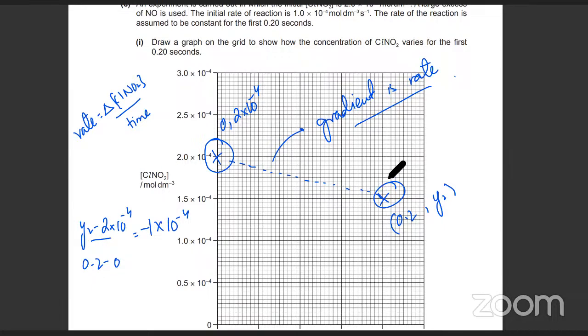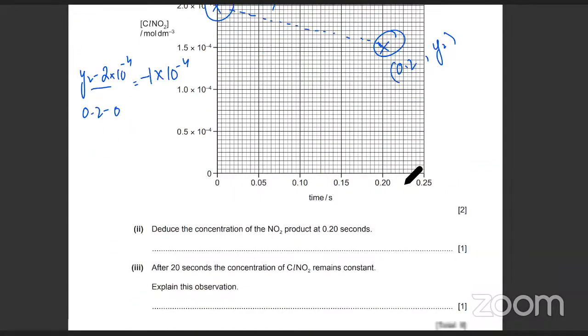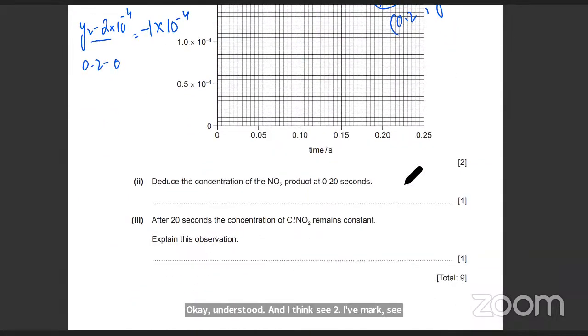Yeah, so here you plot 1.8 times 10 to the minus 4. He's asking you to draw a graph on the grid. So you plot this other point exactly where it is, and then make a straight line from that point. Okay, understood. And I've marked C2 as well. You're saying after 20 seconds, the concentration of ClNO2 remains constant, right?